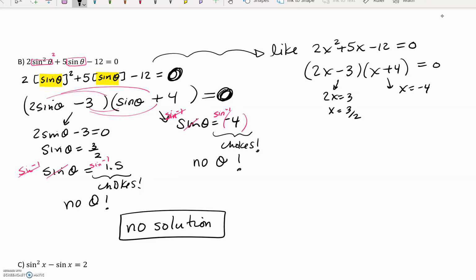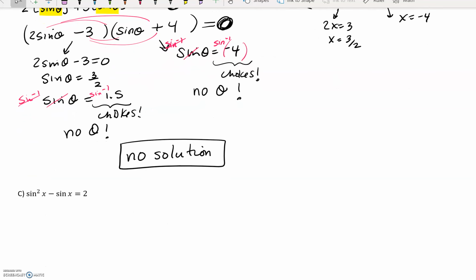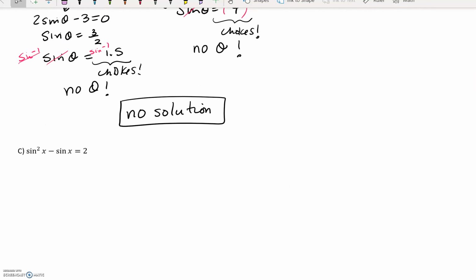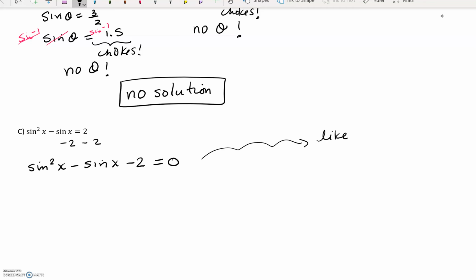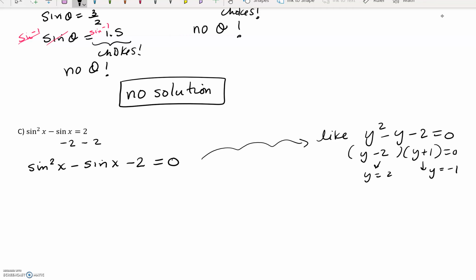All right, let's go look at the last one, which is kind of like part B. It's got sines and sine squares, so I'm leaning towards a quadratic. So if I'm going to deal with a quadratic, I need to have it set to 0. And again, you're thinking of this like if you had something like y squared minus y minus 2 equals 0. That would be factorable into y minus 2, y plus 1, and that would pop out your 2 solutions, and you'd be good to go.